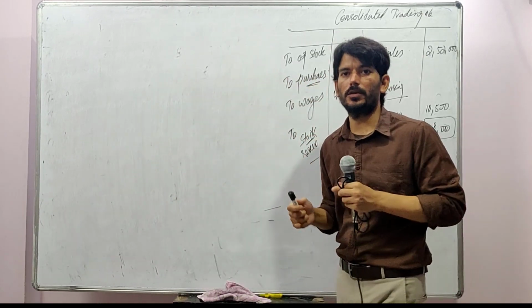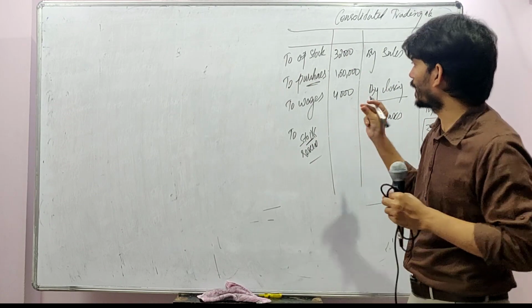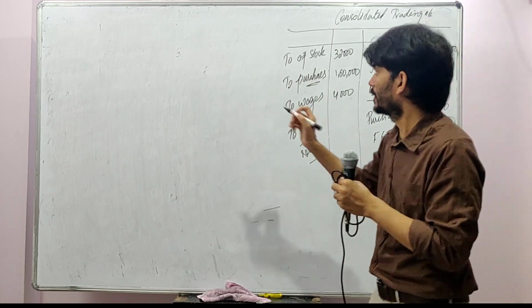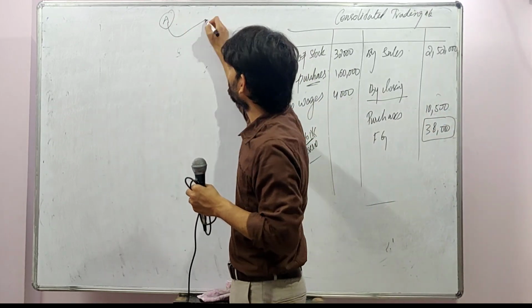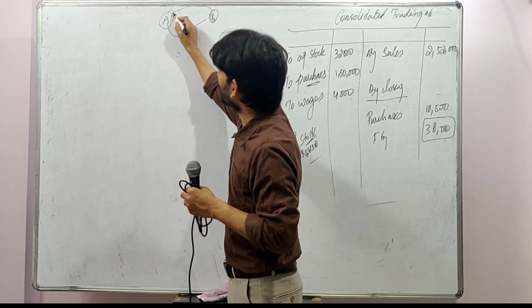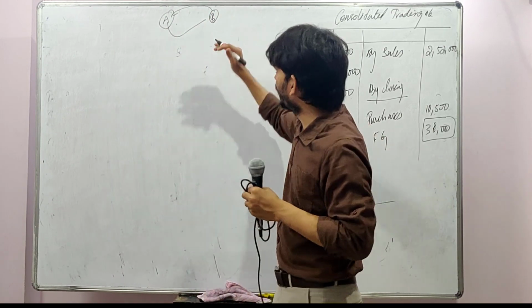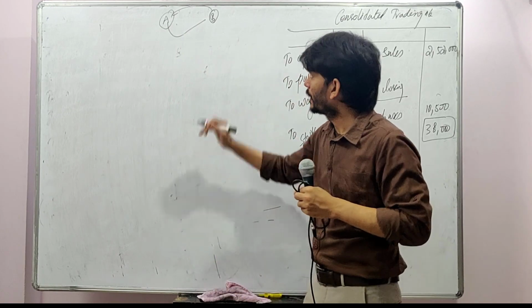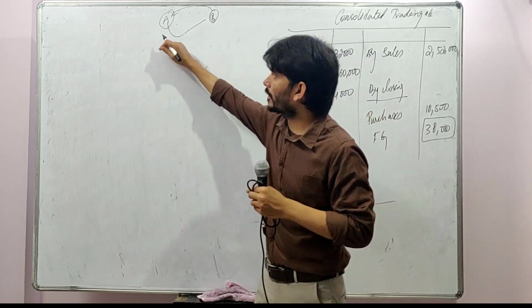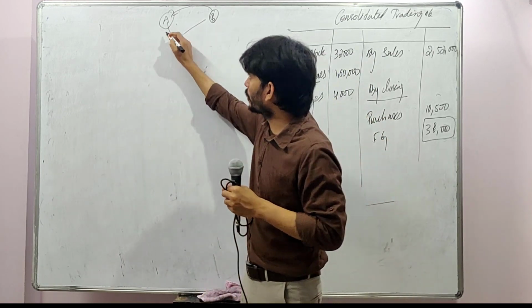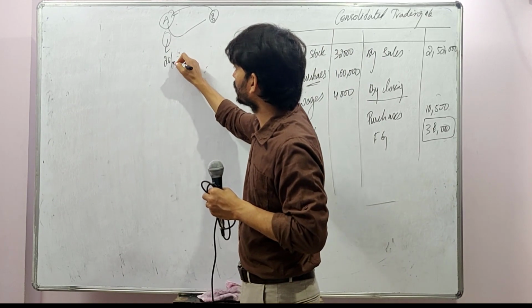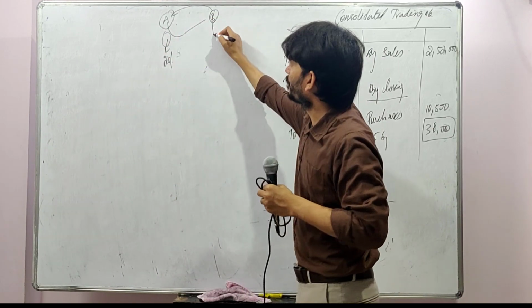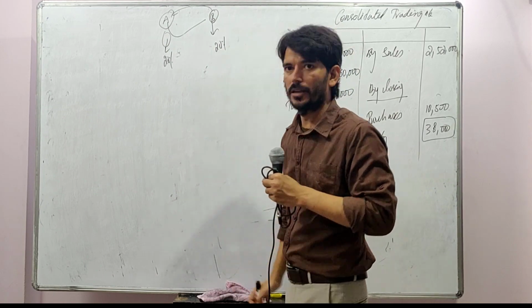So this should be your thinking pattern before starting the point. The point is, A has transferred something to B, B has transferred something to A. So in each department there is a closing stock. Here also there is a closing stock. Here also there is a closing stock. And in that closing stock, 20% is coming from B. From B's closing stock, 20% is coming from A.